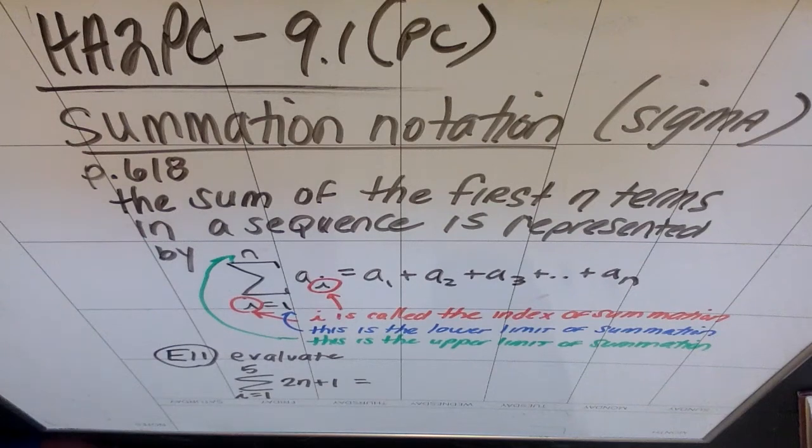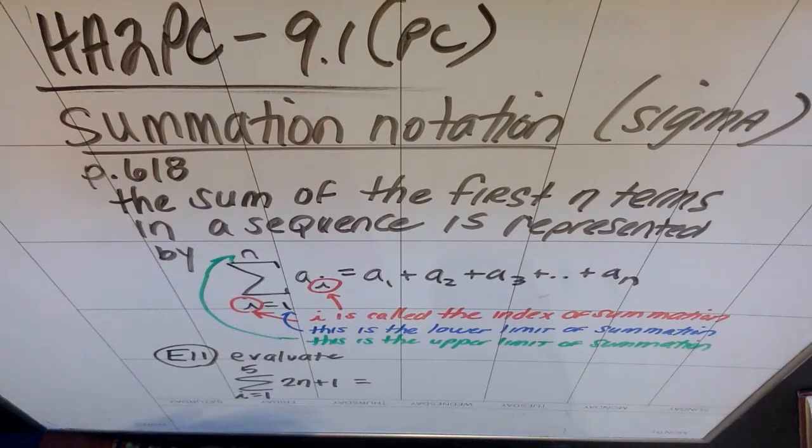This is Honors Algebra 2 Pre-Calculus. We're doing section 9.1 in Pre-Calc, which is series and sequences. So now we're going to be talking about series. So let's start by talking about summation notation. Sometimes you'll hear this called sigma notation because this is the Greek letter sigma. So we're on page 618 in the textbook.